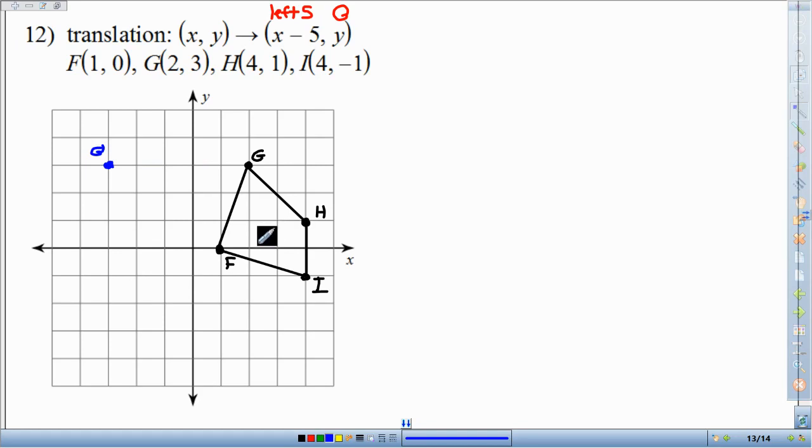Okay, H to the left 5, 1, 2, 3, 4, 5, up 0. There's H prime. I to the left 5, 1, 2, 3, 4, 5, up 0. And F to the left 5, 1, 2, 3, 4, 5, up 0. Right, and there is my translation.